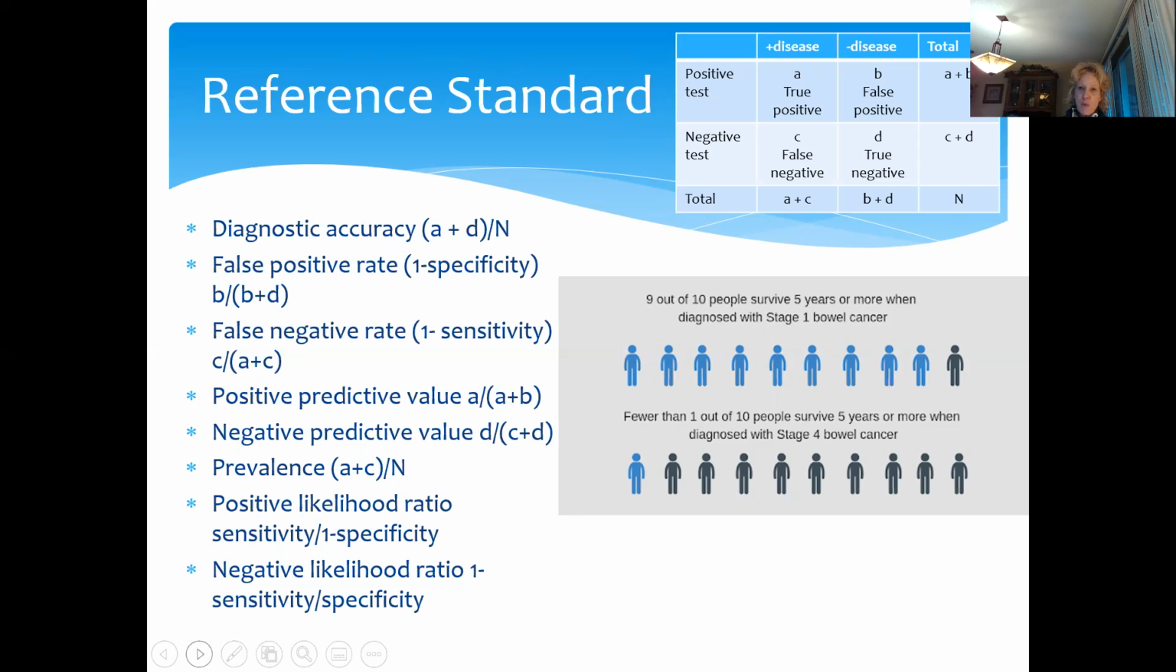So that would be your true positives and your true negatives over the total N. And that's your diagnostic accuracy. Your false positive rate would be 1 minus the specificity. Your false negative rate would be 1 minus the sensitivity. The positive predictive value is A over A plus B. So remember, A is your true positives over your true positives and your false positives.